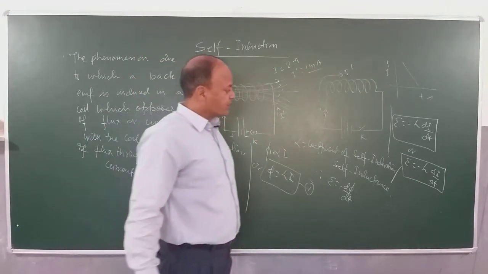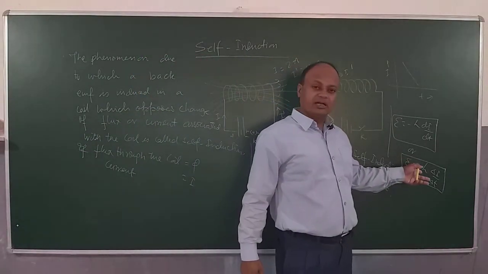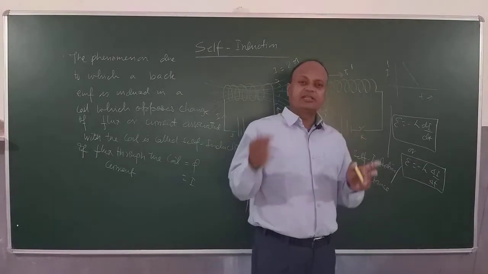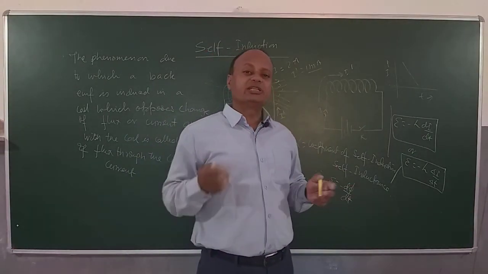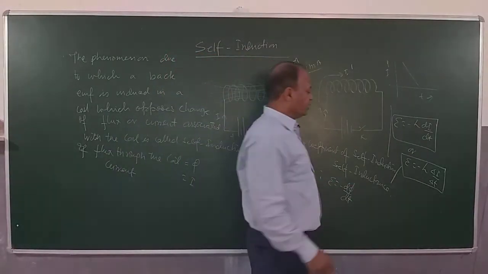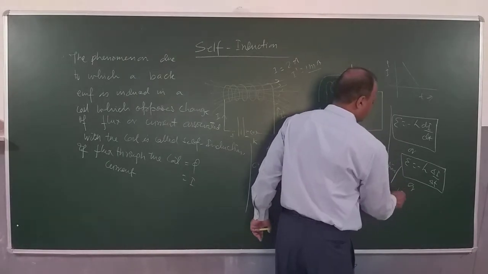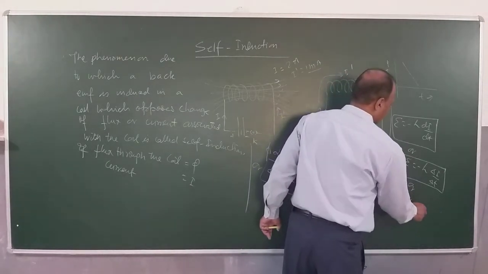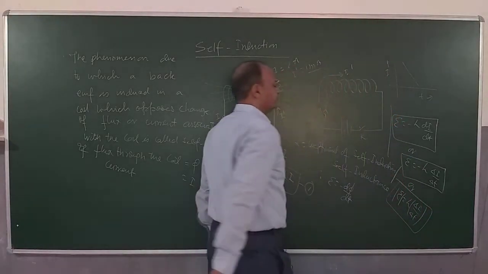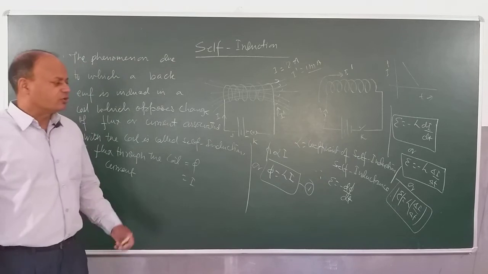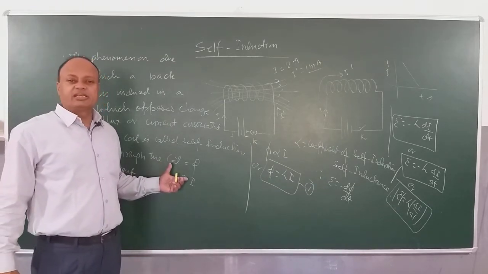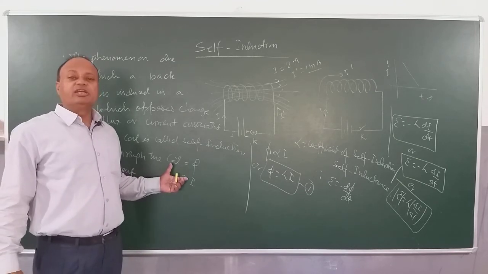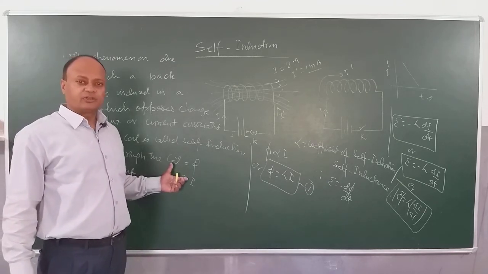Clear? Now you know the significance of minus the negative sign. Negative sign shows, as you have done already many times over, the nature of the induced EMF is such that it opposes any change of flux. If I take only the magnitude, then magnitude of E will be equal to L into delta I by delta T. So you can also use this. Clear? So we understood how we can relate self-induction, coefficient of self-induction with the induced EMF. Okay? Alright?